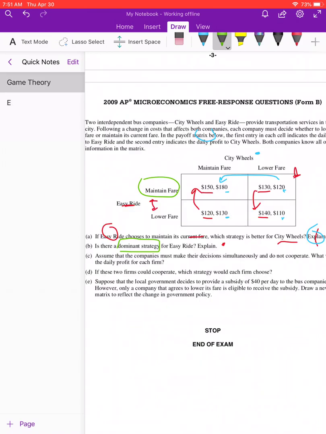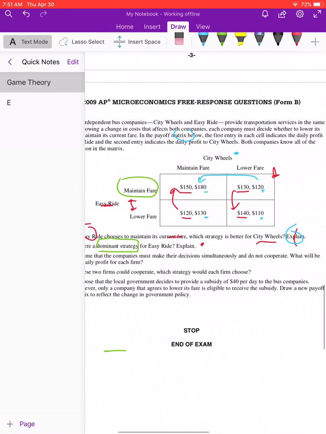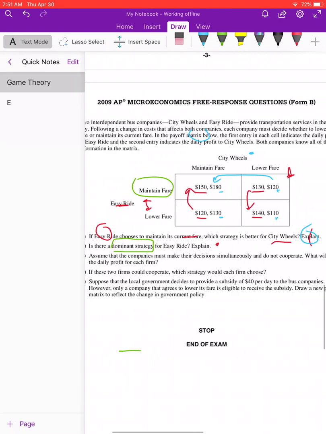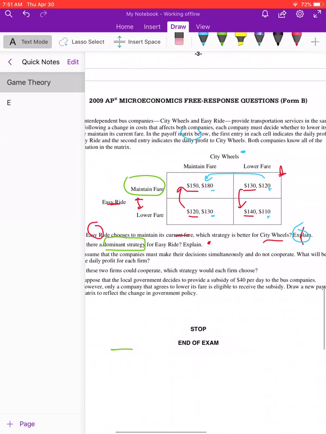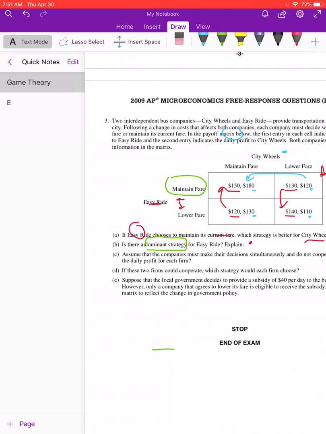So in the last one, letter E says, suppose that the local government decides to provide a subsidy of $40 per day to the company, however, only if it lowers its fare. Is it eligible to receive the subsidy? Draw a new payoff matrix. They won't tell you to draw, but they'll say something like, state what their profits would be in the cooperative outcome or non-cooperative outcome if they gave a subsidy of $40 a day.